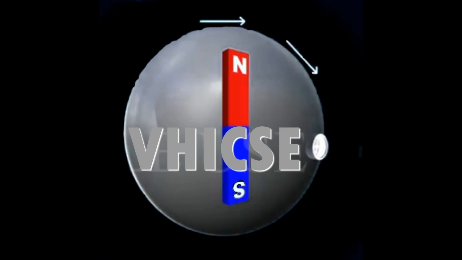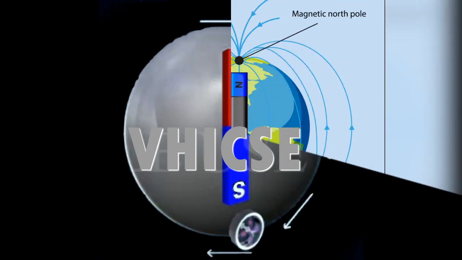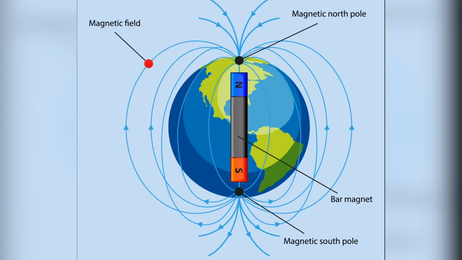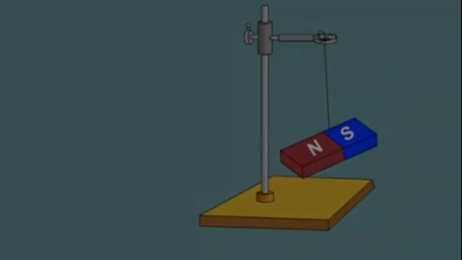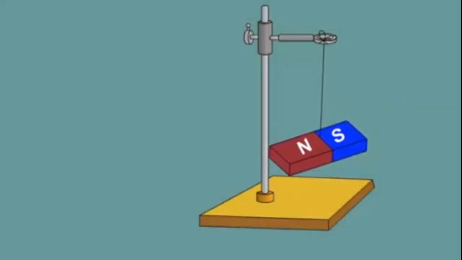According to his view, the magnetic field of Earth can be represented as if caused by a huge imaginary bar magnet in the interior of the Earth. Let's look at the evidence of the Earth's magnetic field. The first point is that a freely suspended magnet comes to rest in the north-south direction.